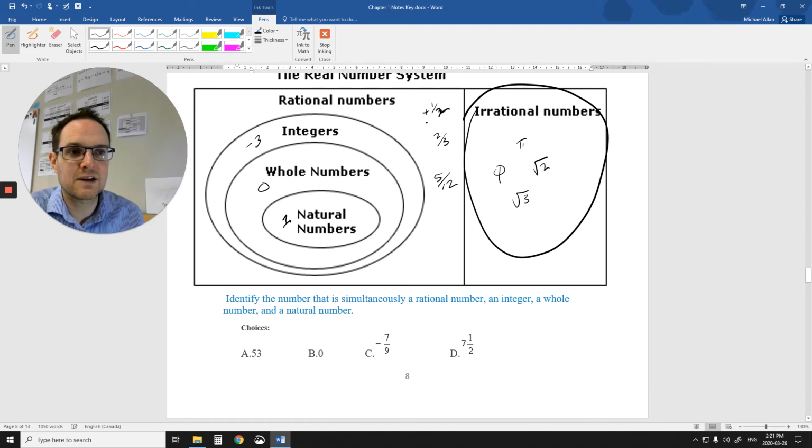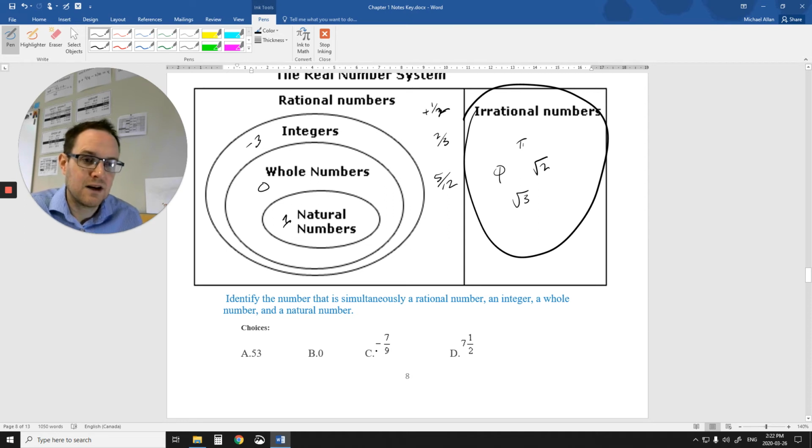Here we have some examples. We've got half. Half is not an integer, but it is a rational number and a real number at the same time. So that's what we're going to do down here. We're going to classify some of these numbers. If you want to, you can pause the video and think about which sets the number 53 belongs to.